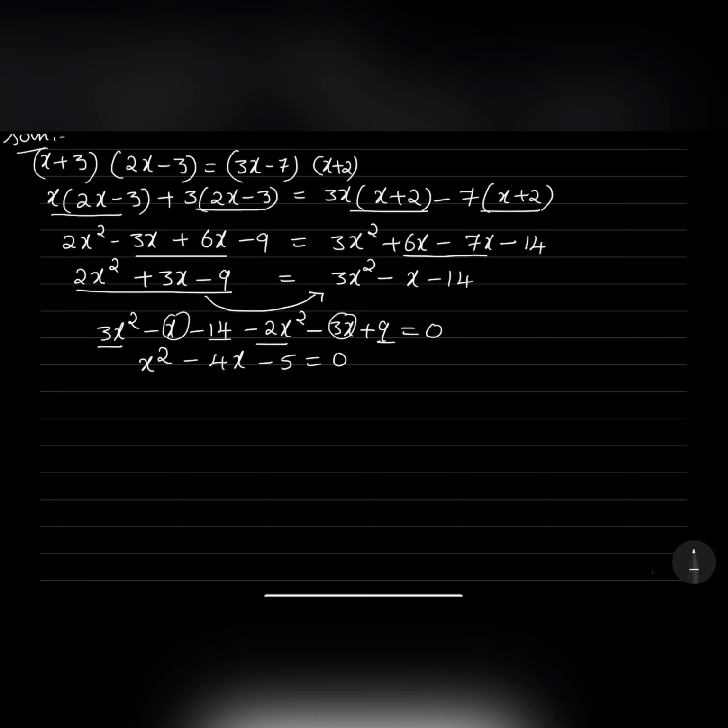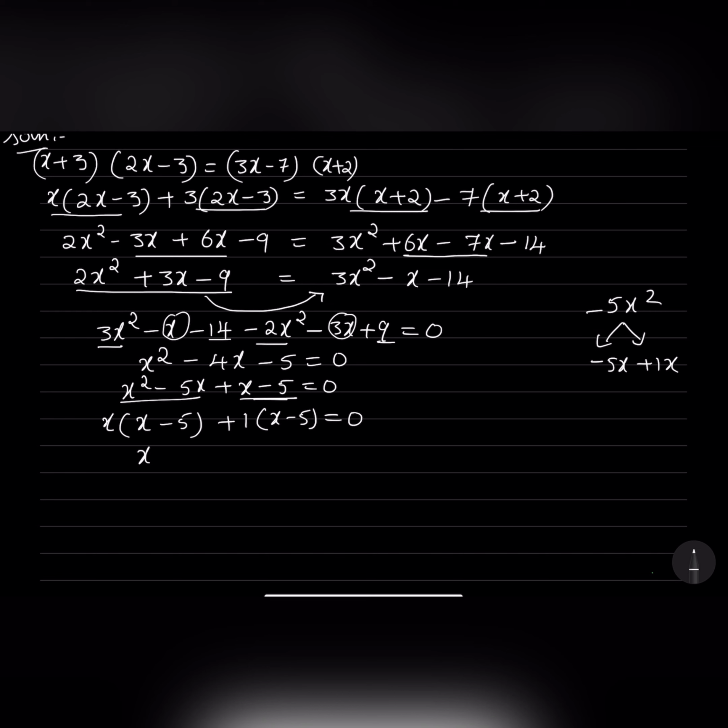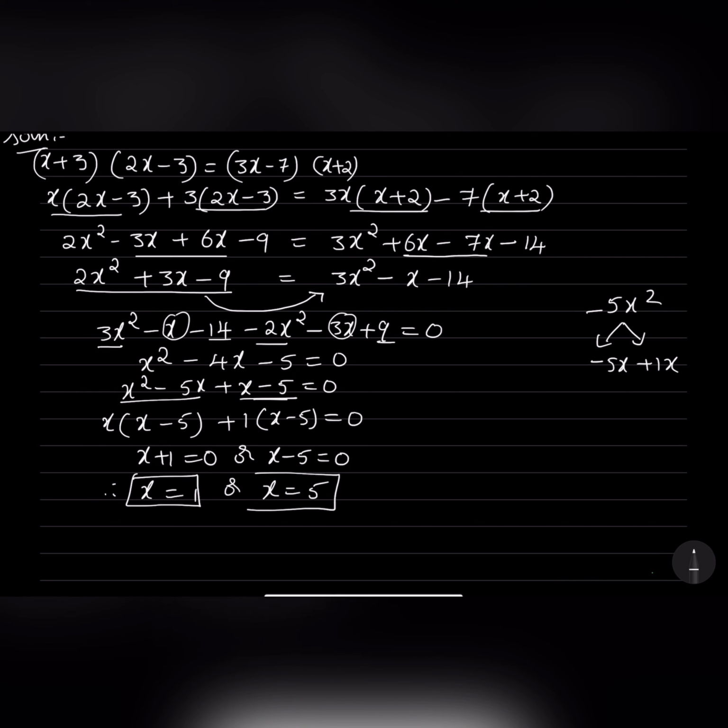And now whichever method you are using, you can use to find the roots of this. Whether you want to take up this x² - 4x - 5, splitting the middle term, minus 4x will be minus 5x plus 1x. So x² - 5x + x - 5 equal to 0. Common factor of the first two terms, x is the common factor, x minus 5; plus 1 is the common factor here, x minus 5. So x + 1 equal to 0 or x - 5 equal to 0. Therefore x is equal to minus 1 or x is equal to 5.